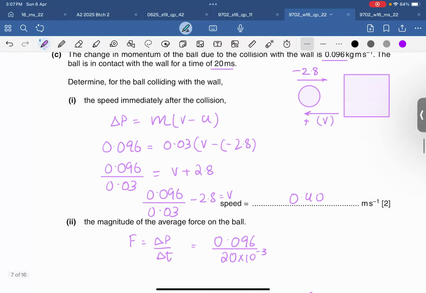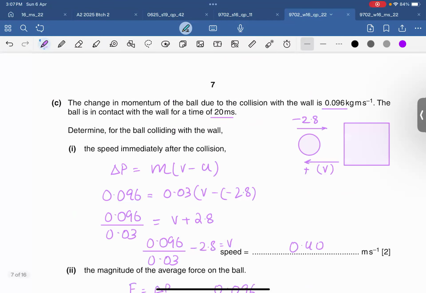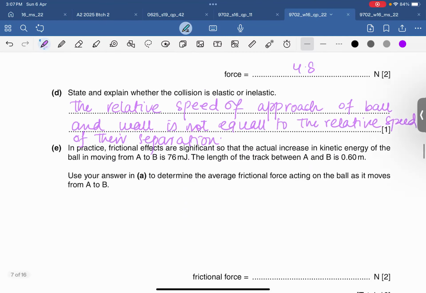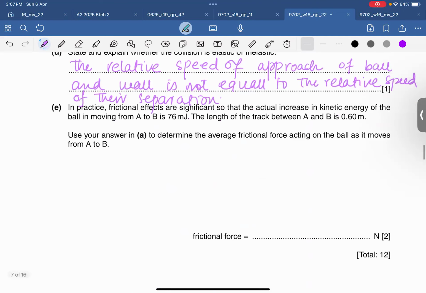So the ball is moving, right? But the wall is not moving. So the wall has a zero velocity. So initially the relative speed of approach before the collision is 2.8, and the relative speed of separation due to the collision is just 0.4, right? And this is all due to the ball movement. Okay, the wall is not moving, right? So the two are not equal, so that is why. Fine. आगे आ जाओ, आगे read कर लो.